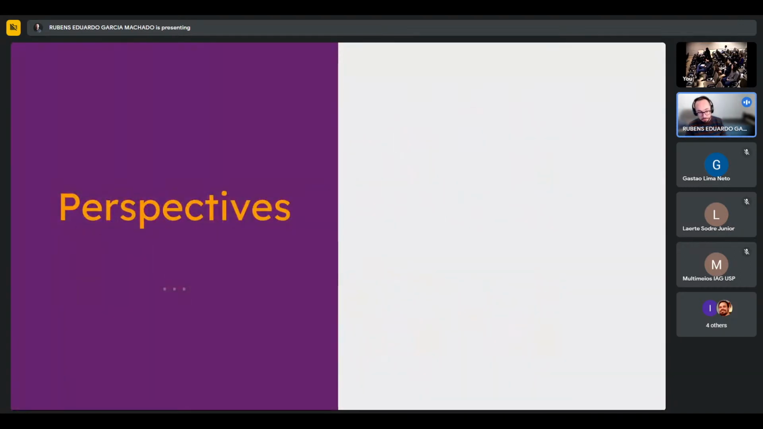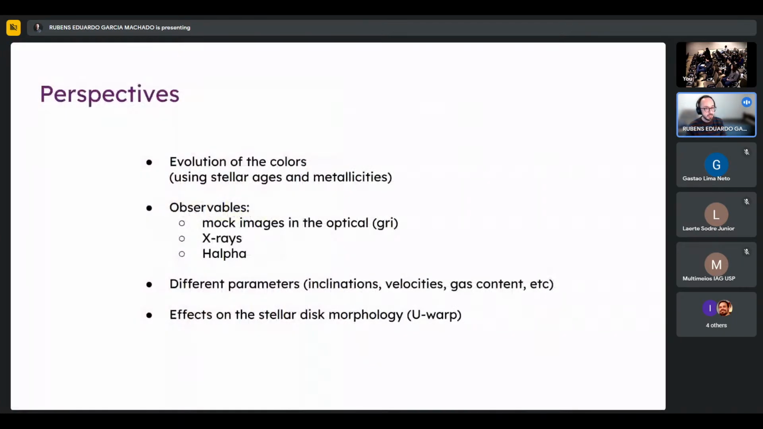The perspectives moving forward: we're trying to focus mainly on computing observables from the simulation. So the idea would be to calculate from the output of the simulation the evolution of the colors of these galaxies, but for this we need stellar ages and stellar metallicities to use in stellar population synthesis codes. We're also trying to make mock images in the optical, in the X-rays, and in H-alpha, which should be convenient for comparisons with observations.